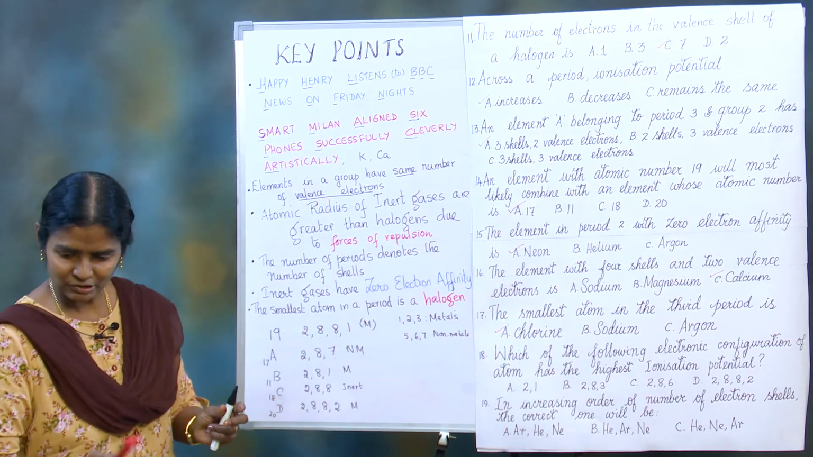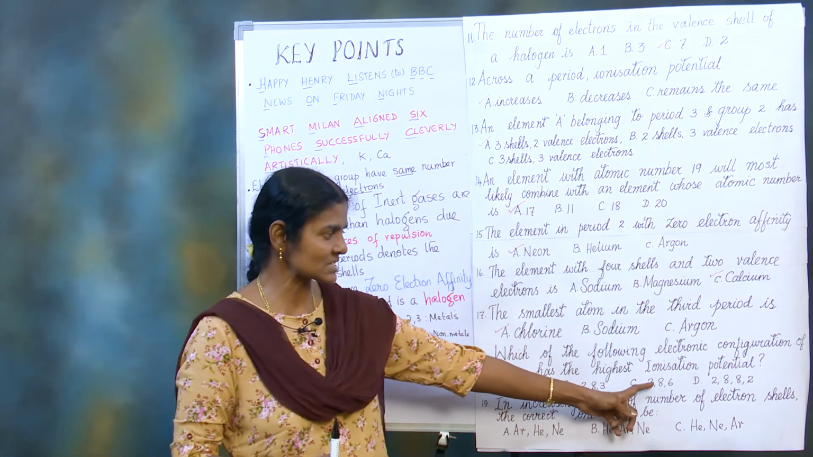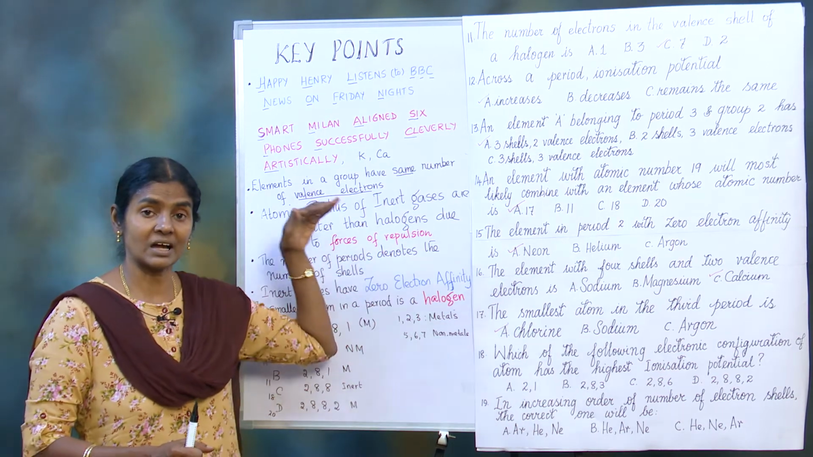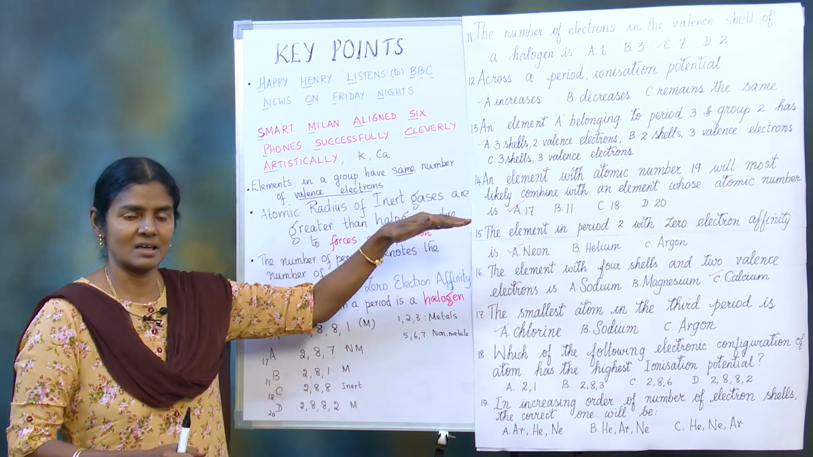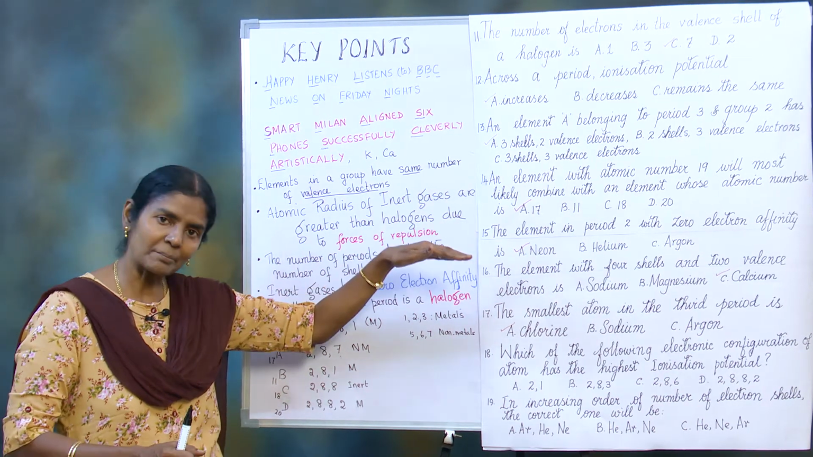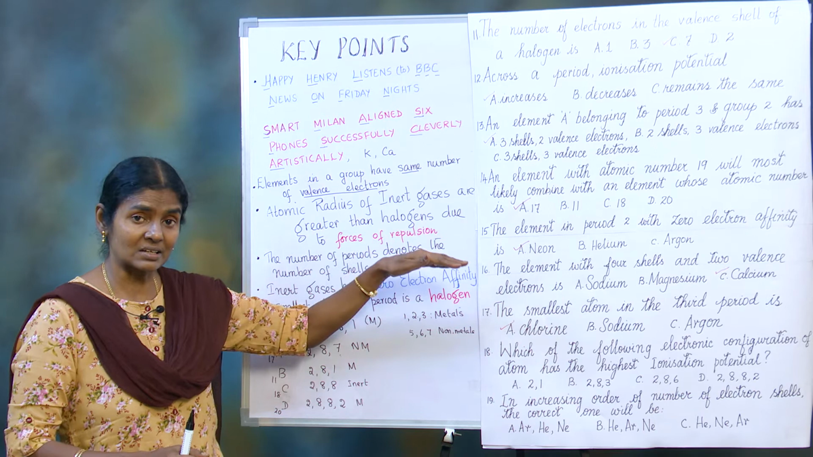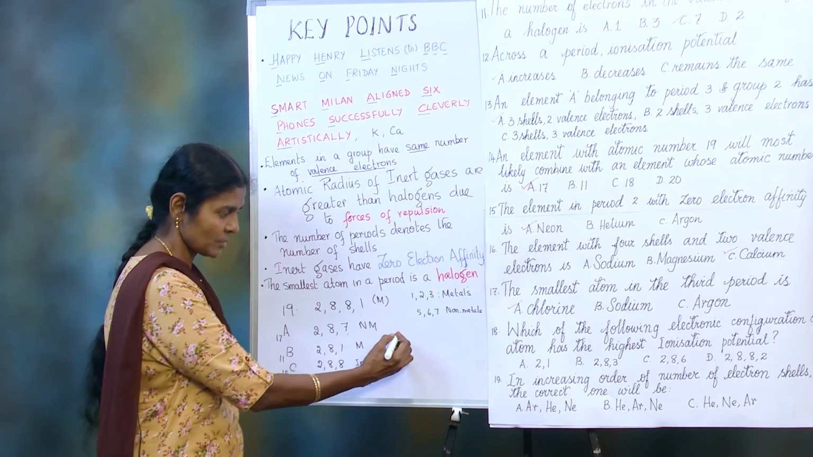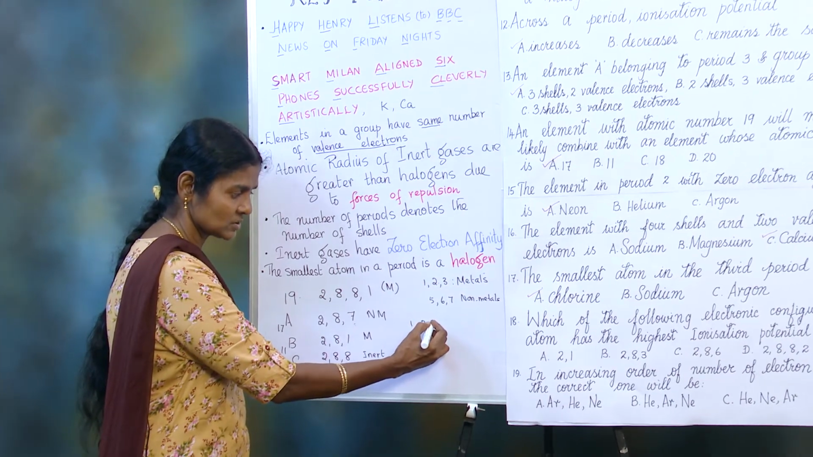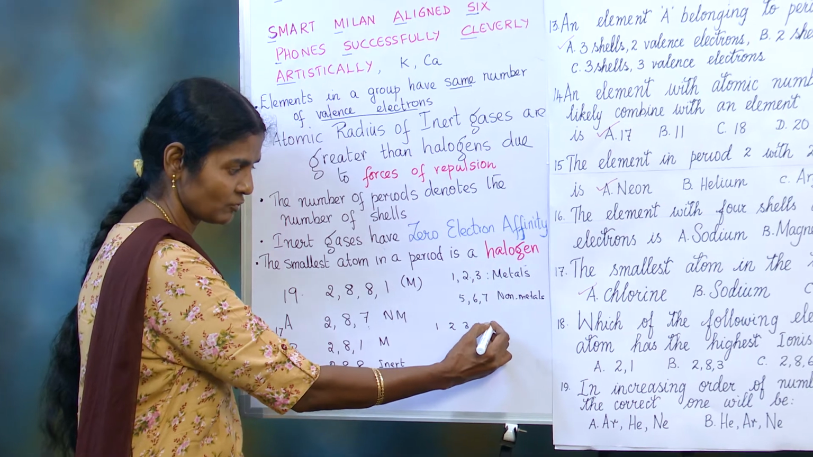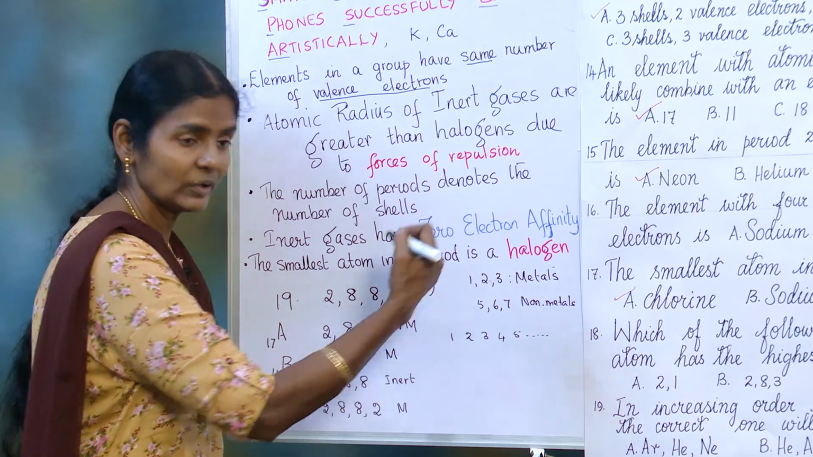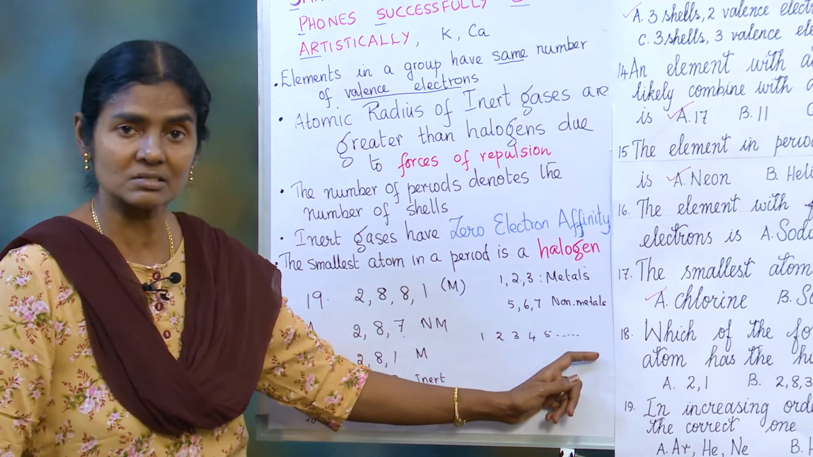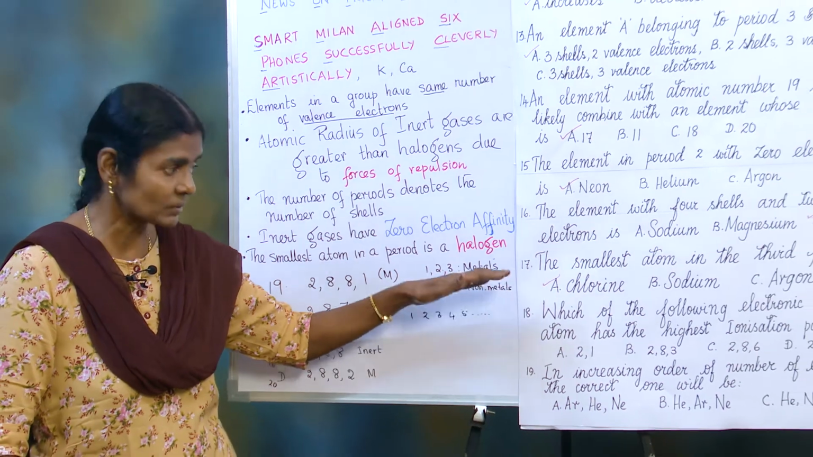Which of the following electronic configuration has the highest ionization potential? See, what did we learn in the previous video? That ionization potential increases across a period. And what happens across a period? The valence electrons also increase. Okay, it starts with sodium, for example, would be 1, then magnesium would have 2, aluminium 3, silicon 4, and so on up to 8. So the valence electrons increase. Here, as the valence electrons increase, ionization potential also increases.